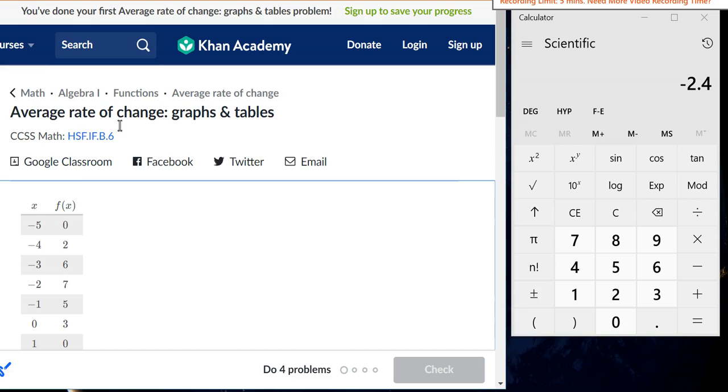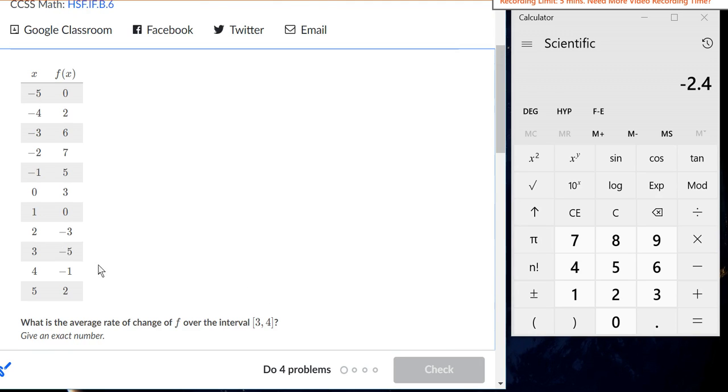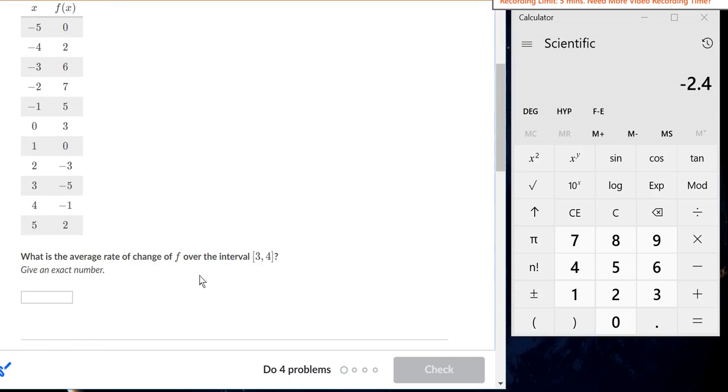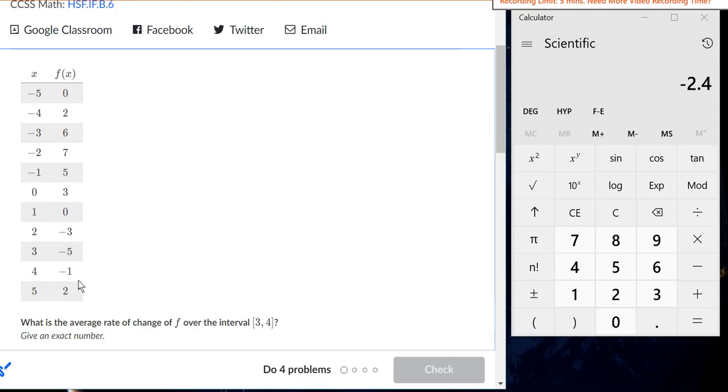All right, so let's do one where we do a table. What is the average rate of change of f over the interval 3, 4? Give an exact number. So we can calculate that using our slope formula, y2 minus y1 over x2 minus x1. So I'm going to look at 3, and it's going to be -5, and 4 is going to be 4, -1. Now, I should probably do this one as point number 2.